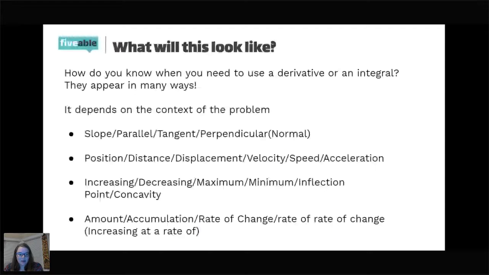And then again, amount, accumulation, rate of change. What am I talking about when I say the rate of change? What does that stand for? The second derivative. So higher order derivatives are things we have to be ready for too. Exactly. Okay, awesome.